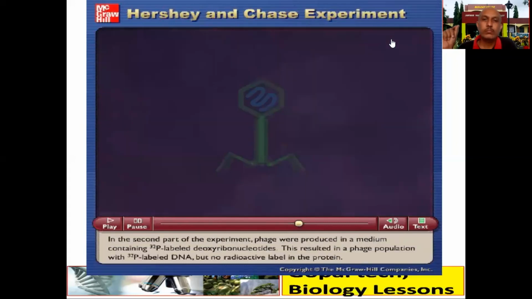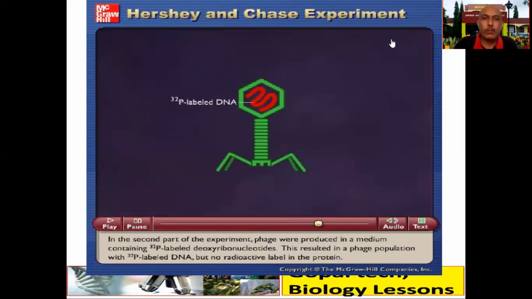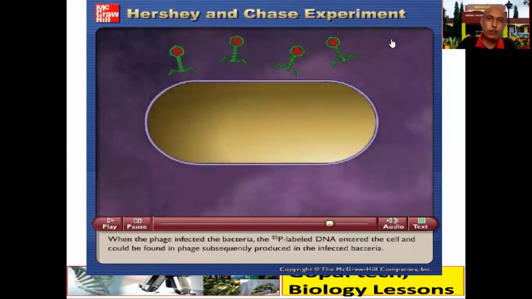In the second part of the experiment, phage were produced in a medium containing P32 labeled deoxyribonucleotides. This resulted in a phage population with P32 labeled DNA, but no radioactive label in the protein. When the phage infected the bacteria, the P32 labeled DNA entered the cell and could be found in phage subsequently produced in the infected bacteria.